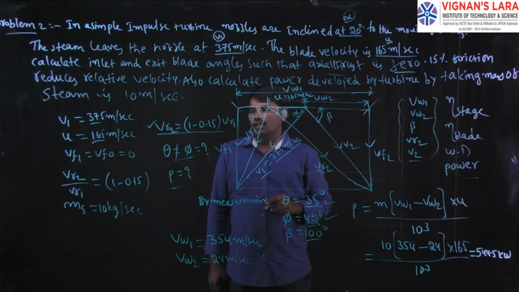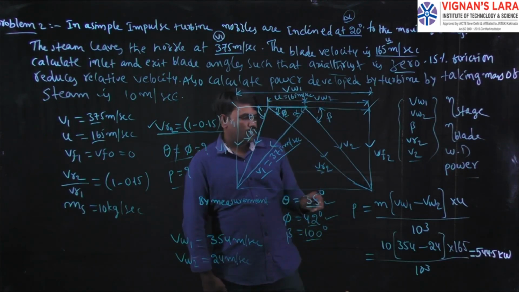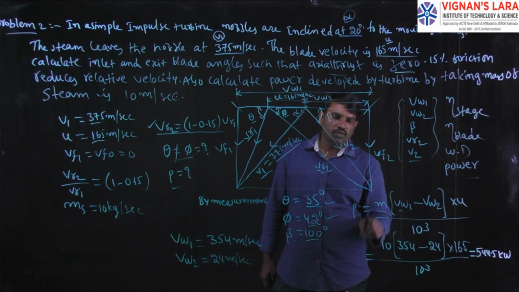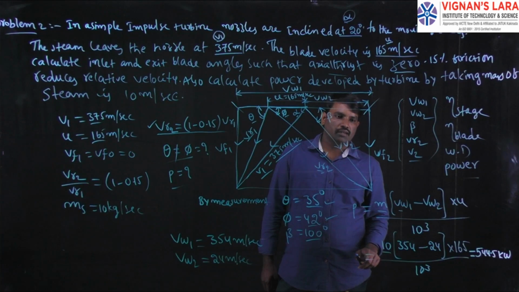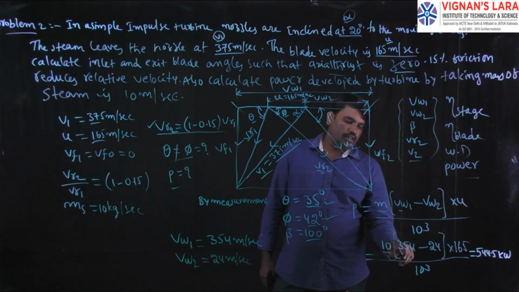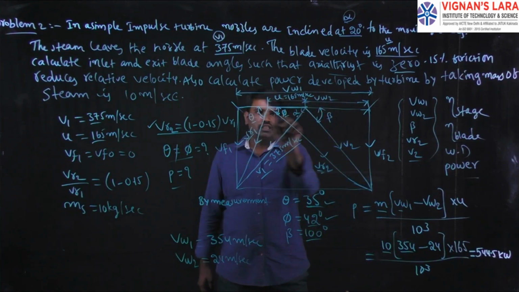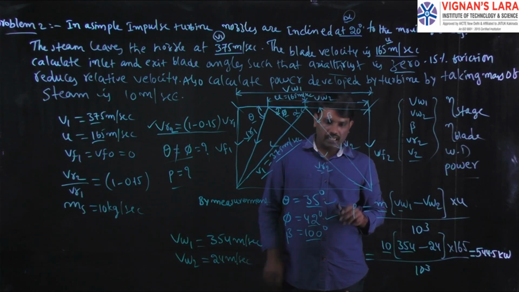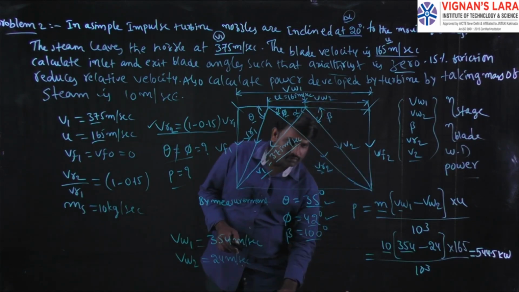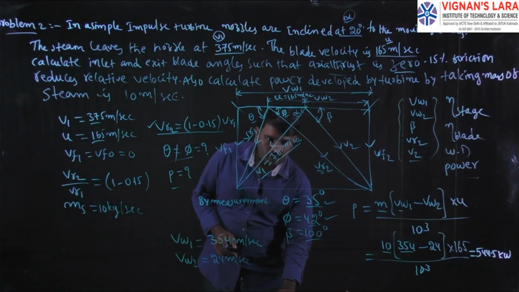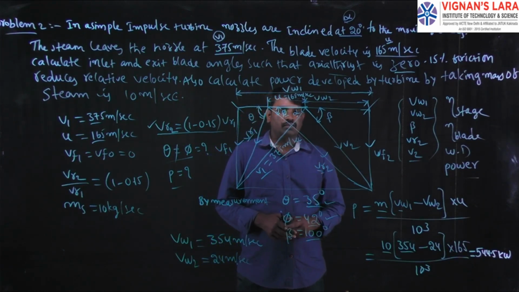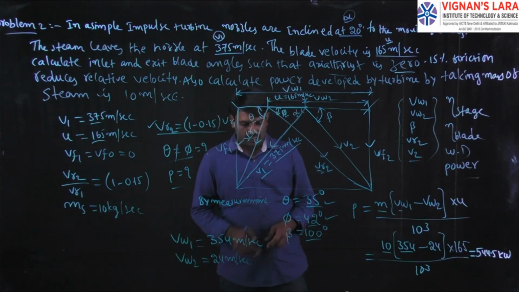Later, the power developed by the turbine is mass flow rate of steam times (VW1 minus VW2). The mass flow rate is given in the data, 10 kilogram per second, and the VW1 value is 354, from the combined velocity triangle. In that manner you have to solve problems on simple impulse turbine.